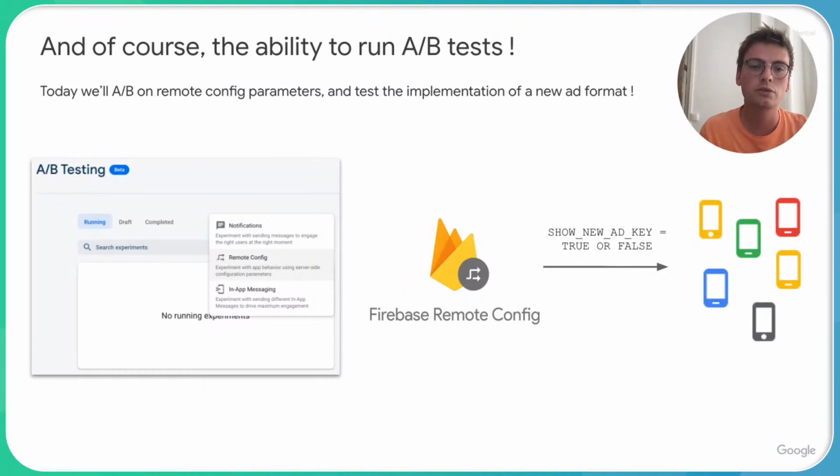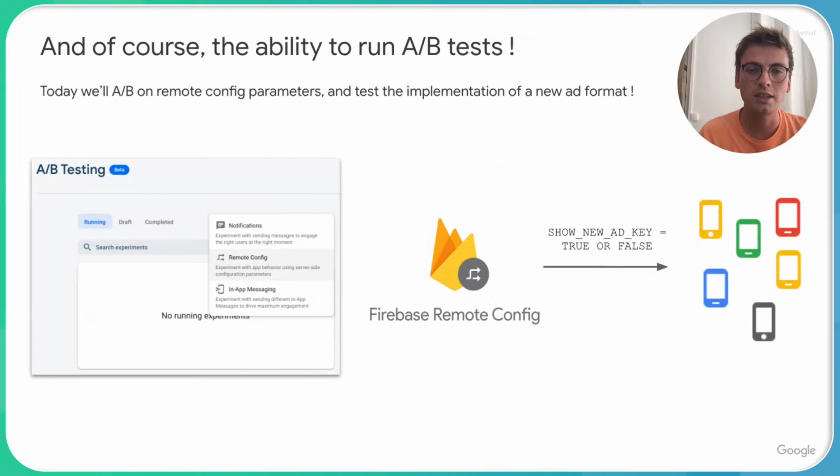So today we're going to do a remote config, which is going to let us test whether or not we should implement a new ad format in a space where there is no ad at the moment in the app. So we are creating a remote config with one single parameter, which is called show new ad key.